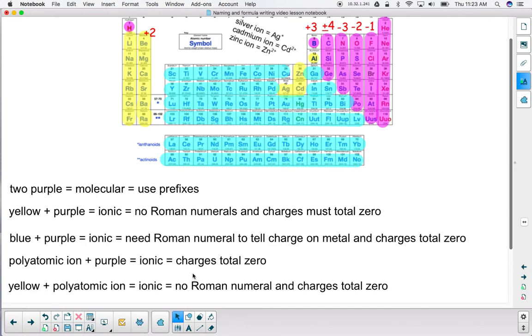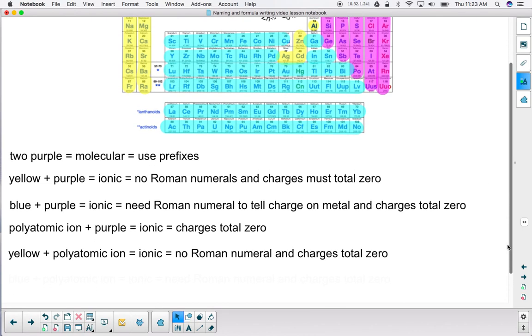You can also have a yellow element get together with a polyatomic ion, and this is fairly common because most of the polyatomic ions have a negative charge, and so they tend to get together with metals. Because the yellow elements only take on one possible charge, you won't need a Roman numeral, but again, you must be aware to make the charges add up to 0.